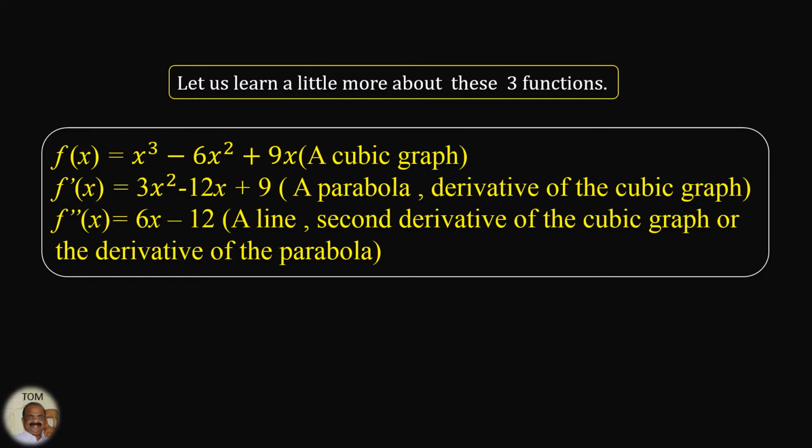Now, f double dash x, look at that, 6x - 12. 6x - 12, y = mx + c format. So what is that? It's a straight line function. Now 6x - 12 is the second derivative of our cubic function. So when we find the derivative of the parabola function, we get a straight line. So these three are interrelated.